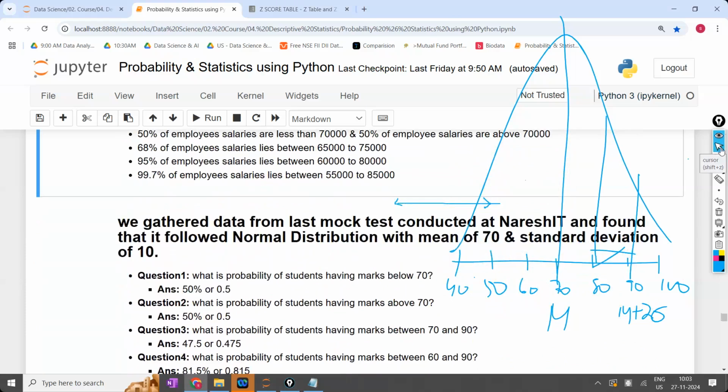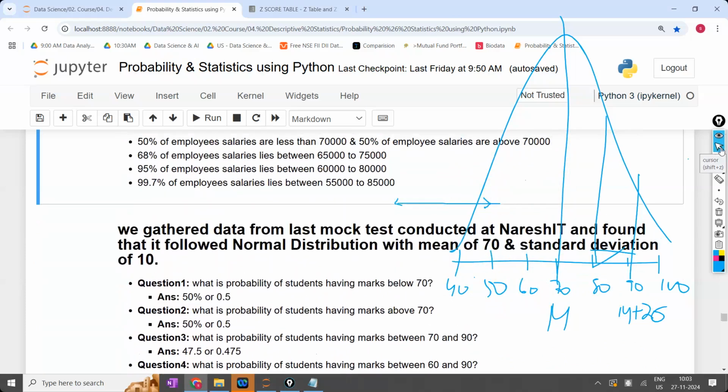Next question, what is the probability of students having marks between 60 and 90? Where is 60? Minus 1 sigma. Now from minus 1 sigma to plus 2 sigma, what is the answer? 81.5, exactly. You are just adding the 0.34 also: 0.34, 0.34 and 0.135. Three of them you have to add.